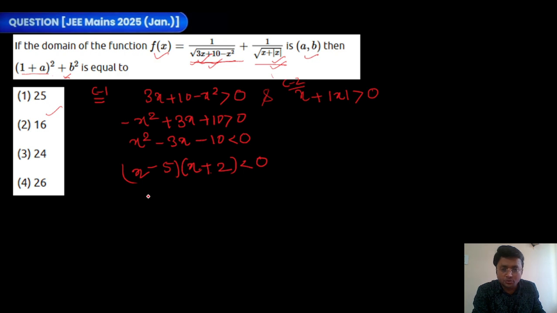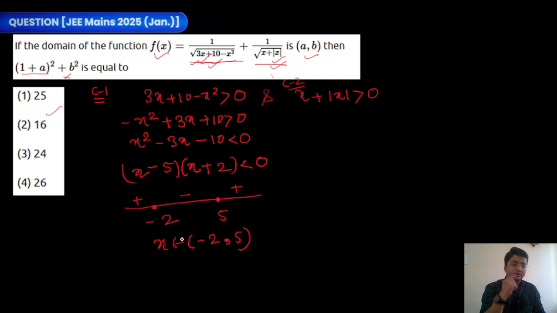Now you can use the wavy curve method. The first critical point is minus 2, and the second point is 5. Here it is plus, here it is minus, here it is plus. So we have to take the negative region, so x belongs to (-2, 5). So from case 1 we have got x belongs to (-2, 5).